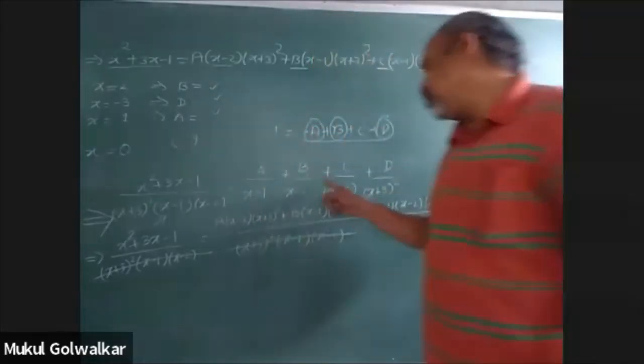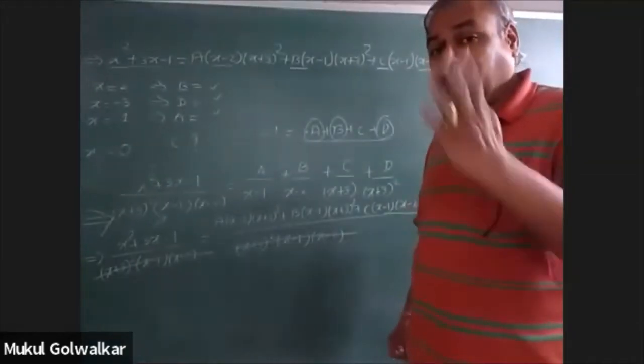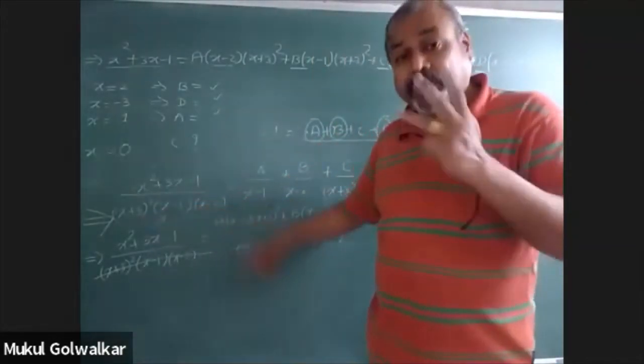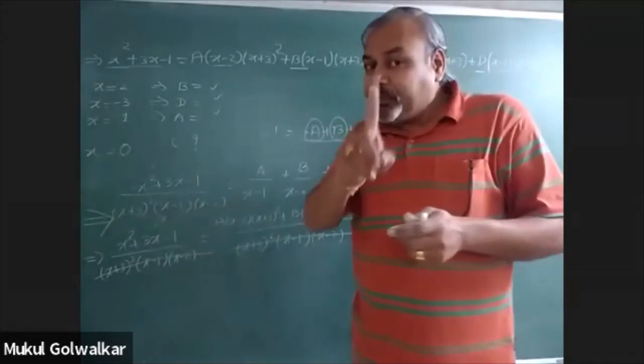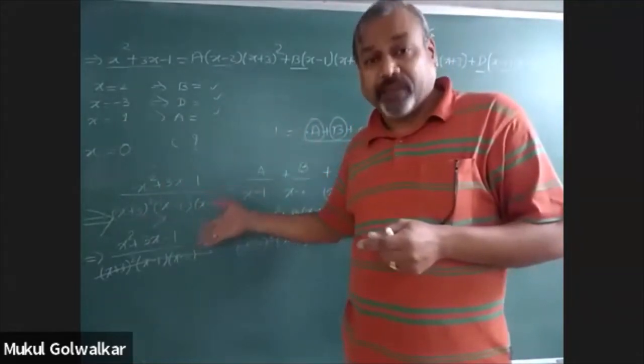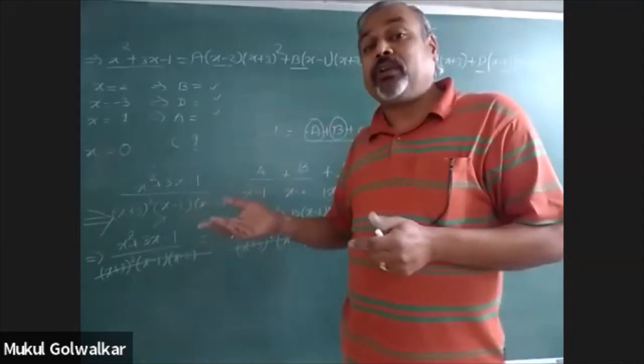Okay, look at this partial fractions once again. How many partial fractions are there? 4. Okay, and how many different factors are there? 3. So could you see there is a deficit of 1 unit in the number of constants and in the number of different linear factors? Okay, so as a result, now what is going to happen?